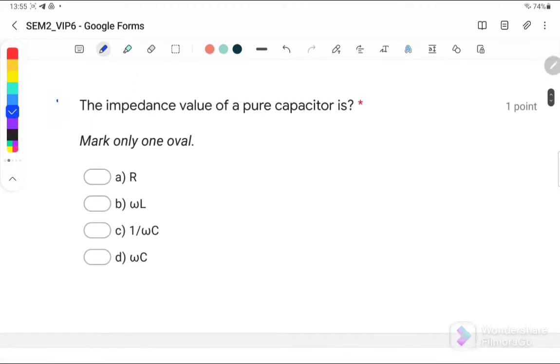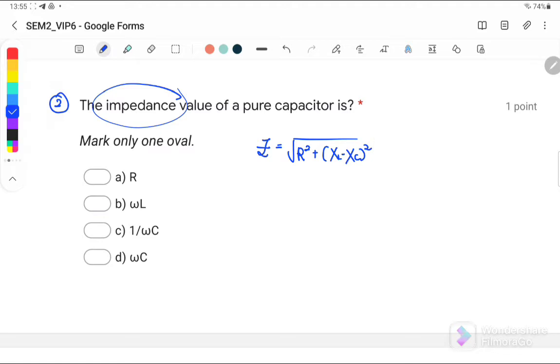Question number 2. The impedance value of a pure resistor. The impedance is equal to Z. If, let's say, it's an RCL series, the impedance equation is equal to the square root of R squared plus (XL minus XC) squared. Since this is only a pure resistor, we don't have L and we don't have C.